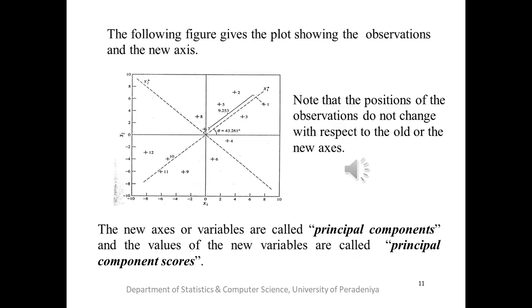In this plot, the dotted lines show the new axes x1 star and x2 star. If we plot observations with respect to the old or the new axes, we can note that the positions of the observations do not change. This means the total variance of the system remains constant. The new axes or variables are called principal components, and the values of the new variables are called principal component scores.